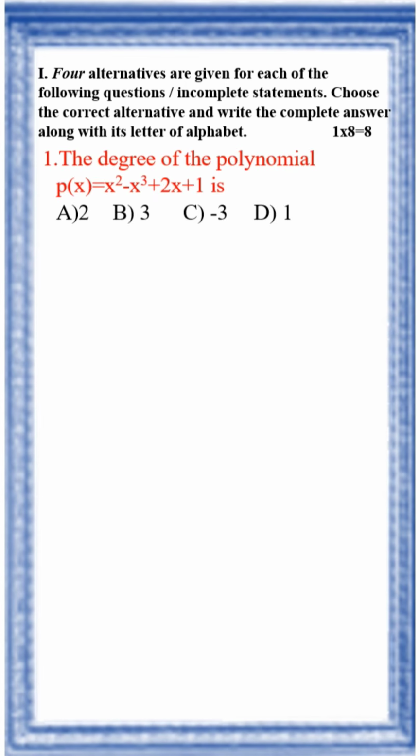The first one among this is the degree of the polynomial p of x is equal to x square minus x cube plus 2x plus 1. 4 options are given. Here observe the highest degree is 3, so option B 3 is correct.